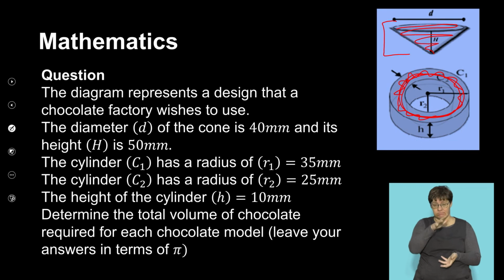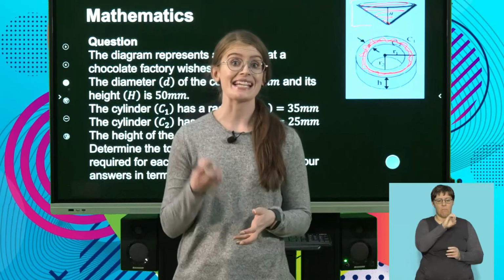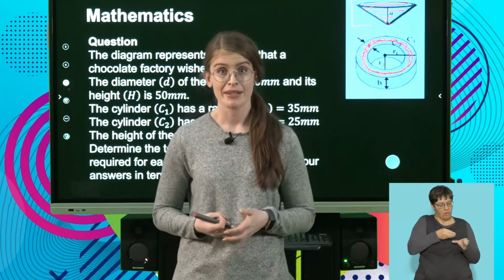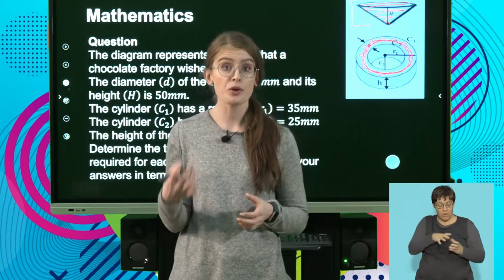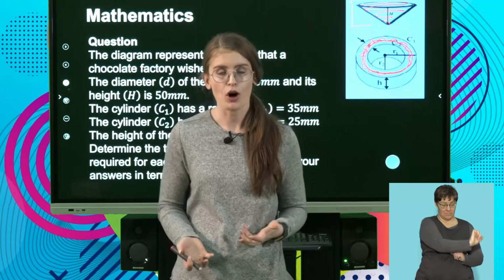But if I'm going to determine the total volume of chocolate needed for all of the models, I'm going to have to break this example up into different pieces. Great, guys. So I know I've got certain molds that I need to fill with chocolate. I'm going to be filling the cone with chocolate. So I'm going to first have to actually work out the volume of that cone.